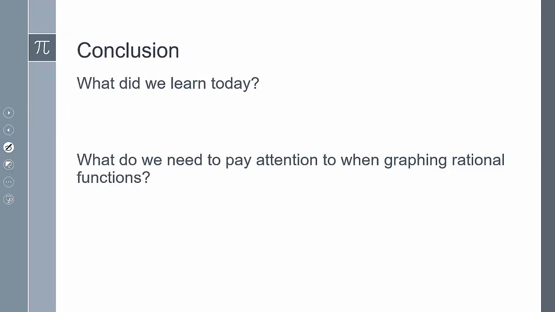So what did we learn today? We again graphed rational functions. We may have to do some reducing with it. Just make sure that we pay attention to the vertical asymptotes, the holes, and the horizontal asymptotes.